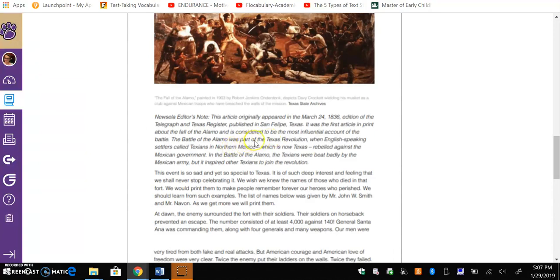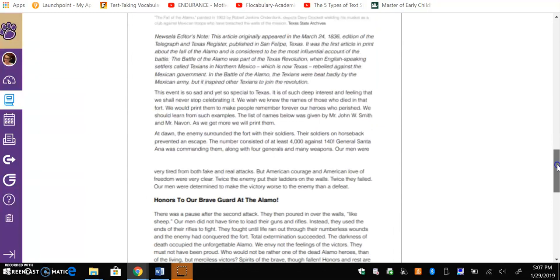The Battle of the Alamo was part of the Texas Revolution, when English-speaking settlers called Texans in northern Mexico, which is now Texas, rebelled against the Mexican government. In the Battle of the Alamo, the Texans were beat badly by the Mexican army, but it inspired other Texans to join the revolution. So, just a little side note there, and I suppose the real text begins here, where it's not italicized.